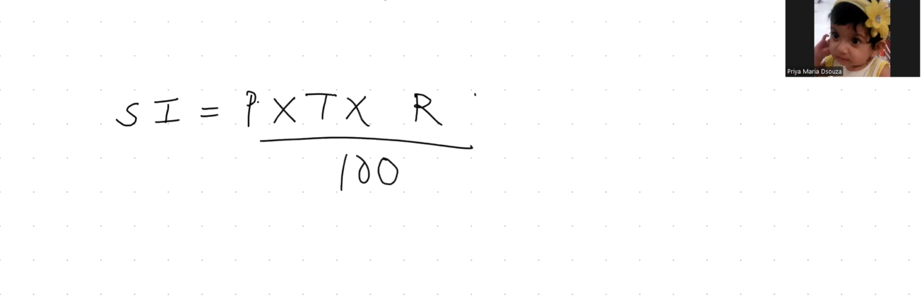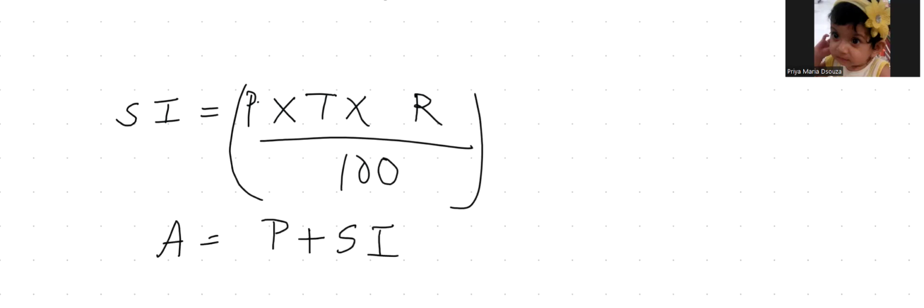So whenever you have this, you can compute simple interest as P into T into R, or I would sometimes just say PTR upon 100: principal into time into rate of interest by 100. So this is the simple interest. And what is amount? Amount is principal plus simple interest. So if I give you the principal, the time and the rate of interest, you should be able to compute the simple interest and the amount.